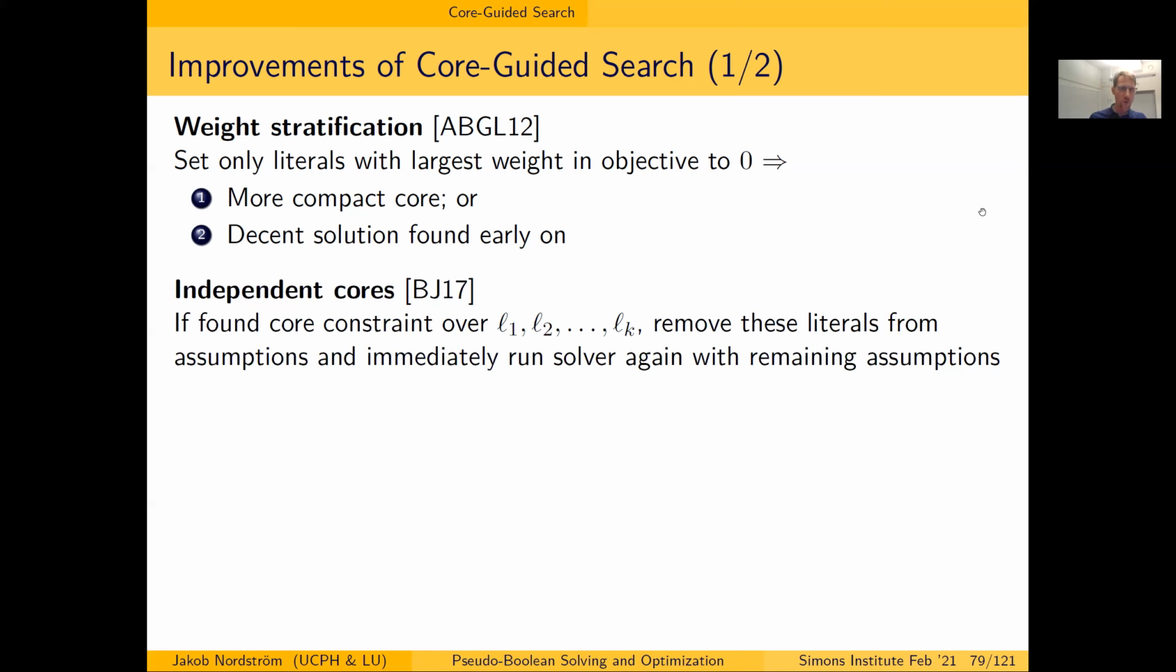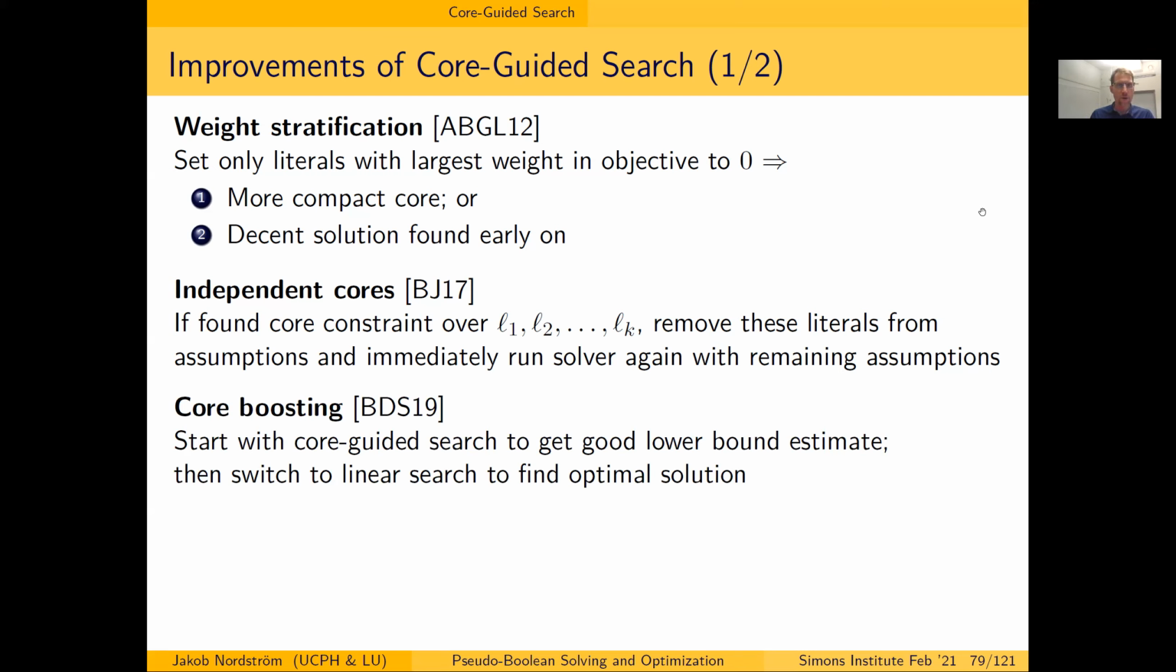And if we now get a new core, then obviously this core will be disjoint from the core we previously had over L1 up to LK. So in this way, we can collect a number of disjoint cores, and then we can update the objective function and get a lower bound update, with all of these independent, disjoint cores individually contributing to the update of the objective function lower bound.